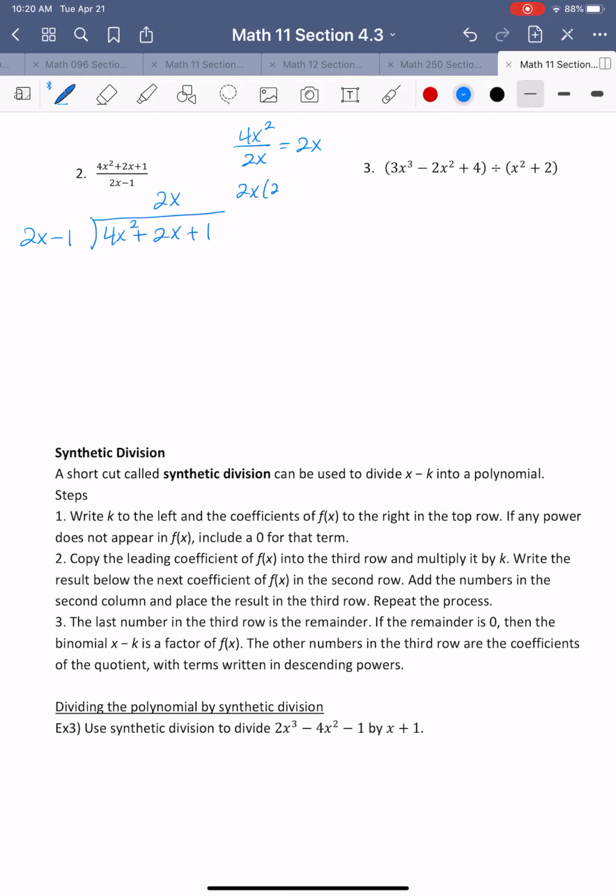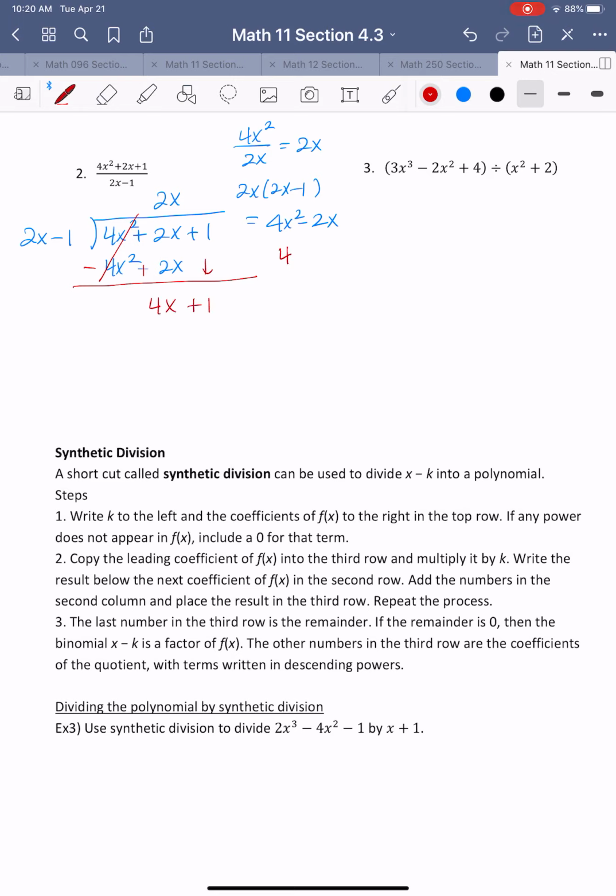I get the 4x squared minus 2x. So I got 4x squared minus 2x. And then I need to subtract. Subtract means we change the sign. And then you combine, so cancel. Now I got another 4x plus 1.